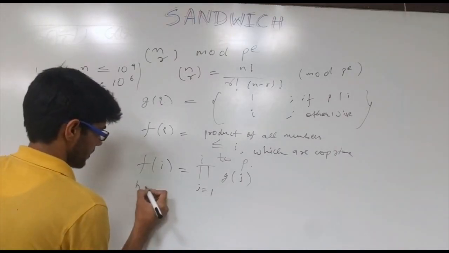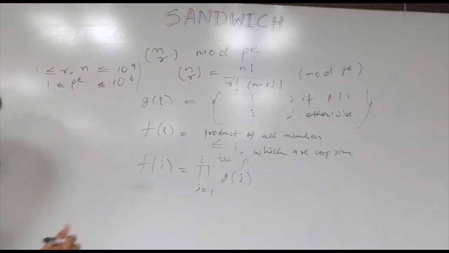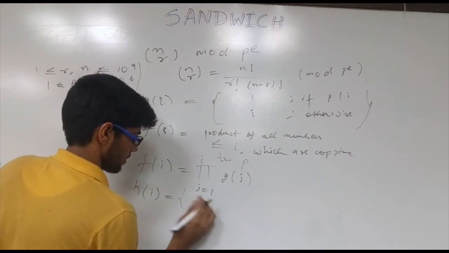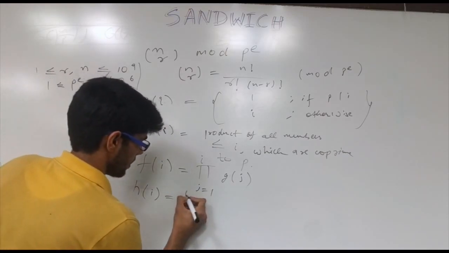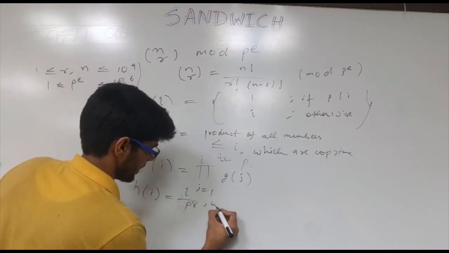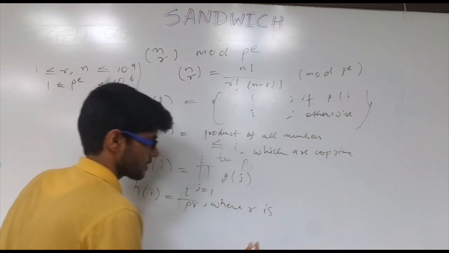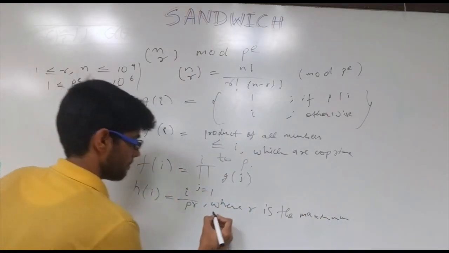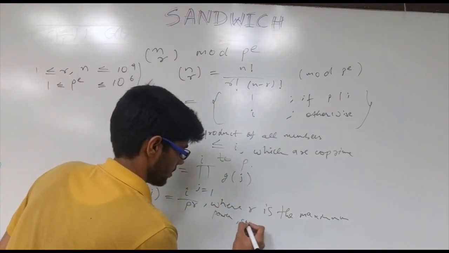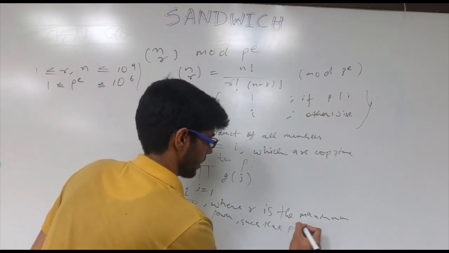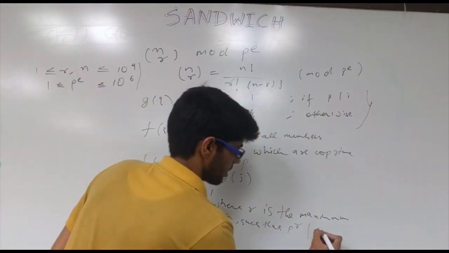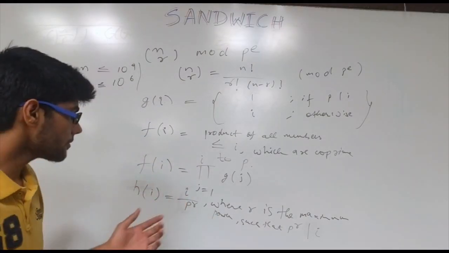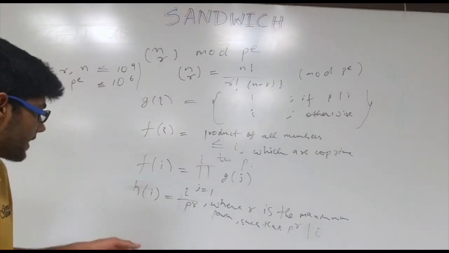Now let's define h of i. h of i is equal to i divided by p to the power r, where r is the maximum power such that p to the r divides i. So basically r is the power of p in the prime factorization of i. From i we extract the power of p, and that number would be h of i.